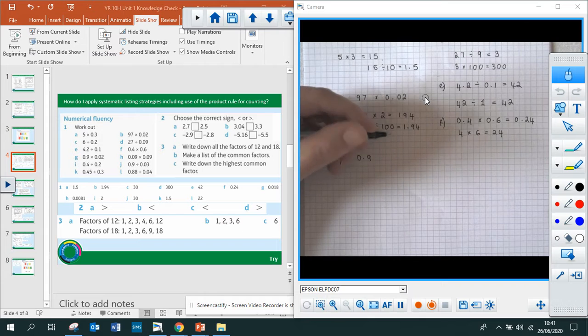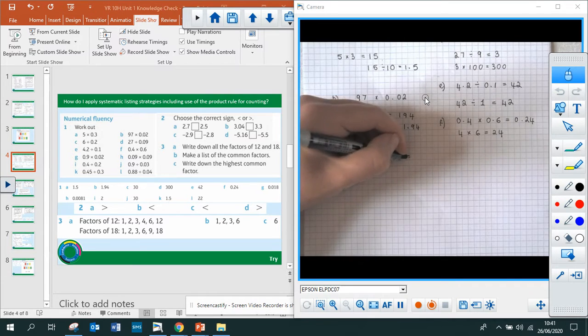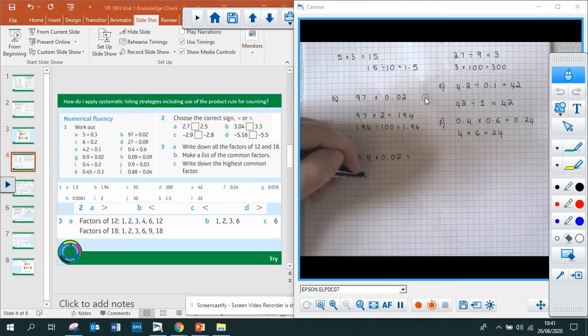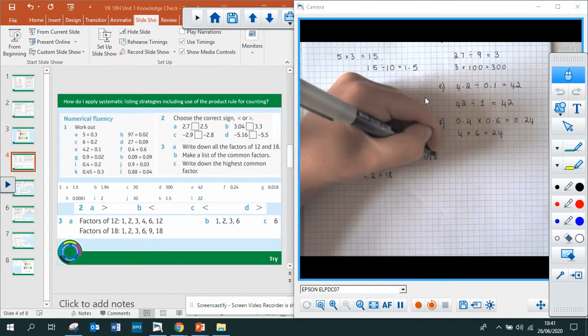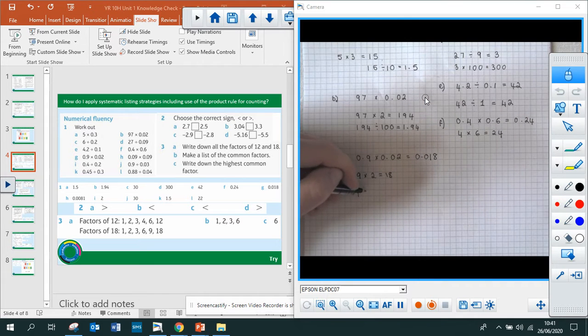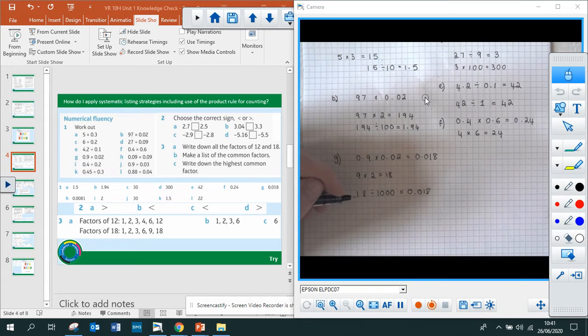0.9 multiplied by 0.02. And think about my answers. Well, I know 9 times 2 is 18. This is 10 times smaller. That's 100 times smaller. So my answer needs to be 1,000 times smaller, and will therefore be 0.018. Okay, because I'm making 18 1,000 times smaller.